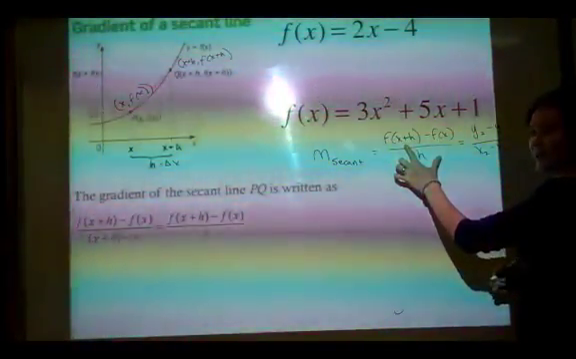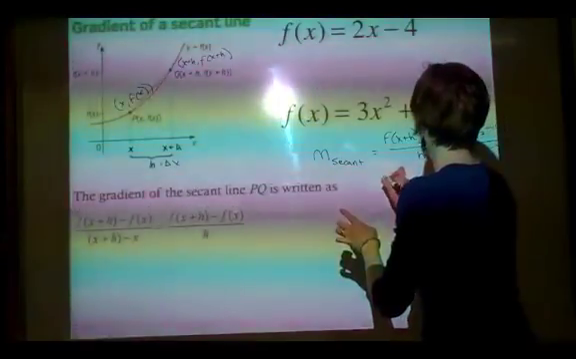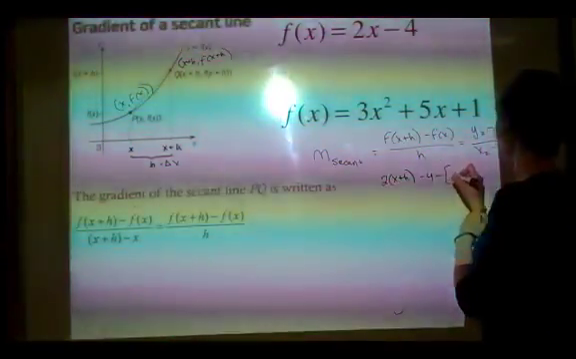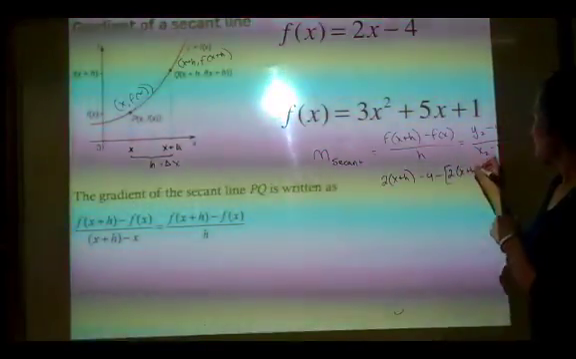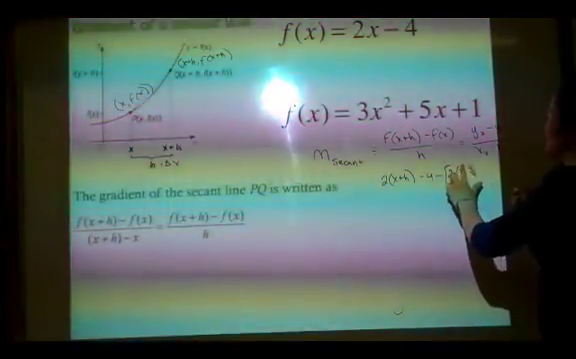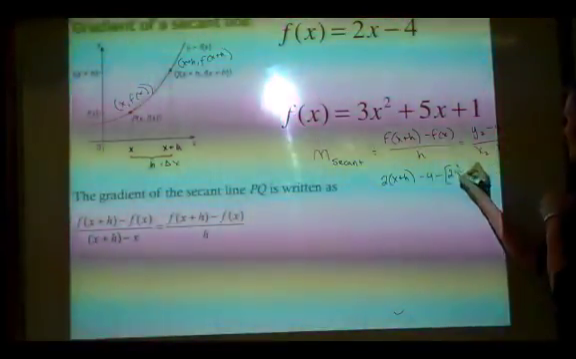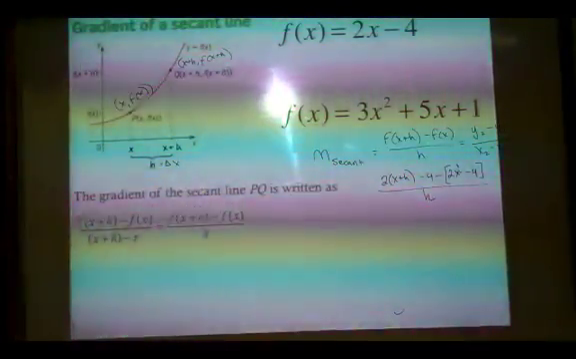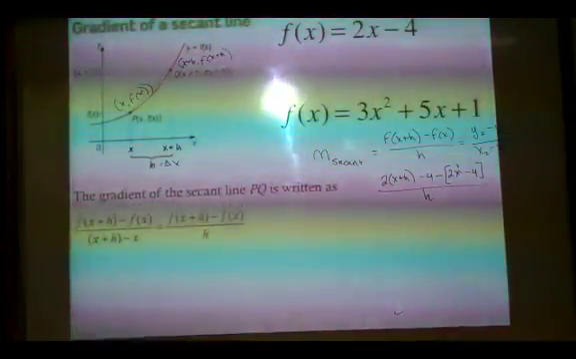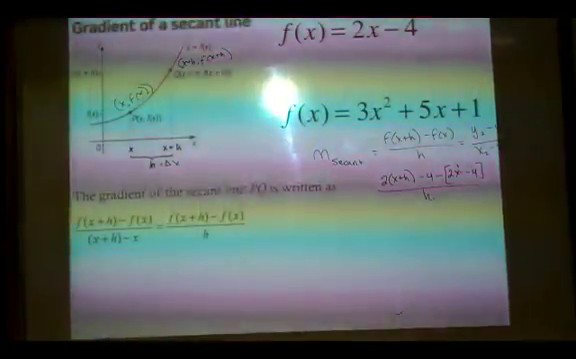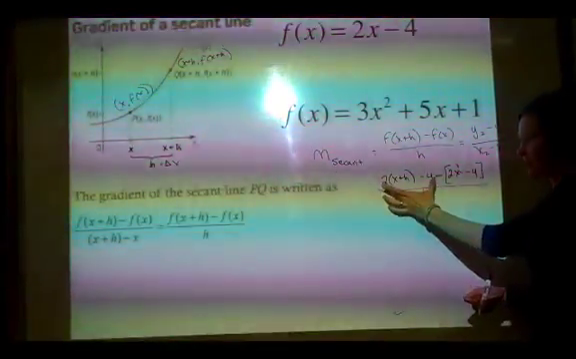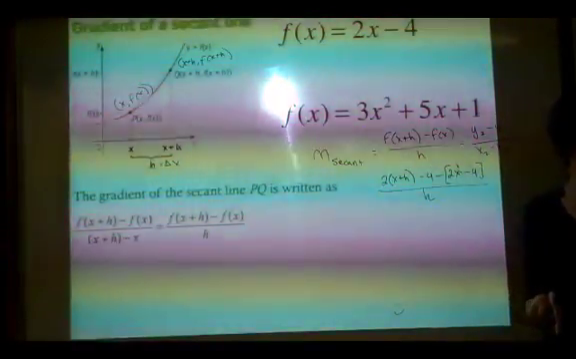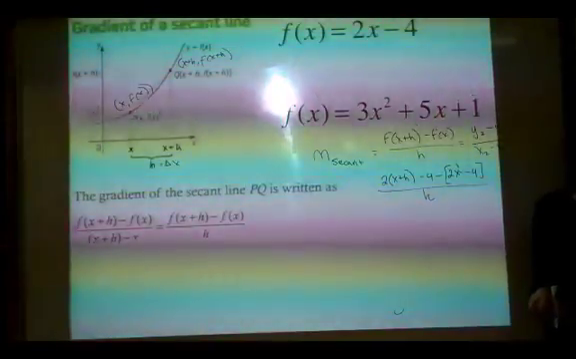So everywhere I see x, it is replaced with x plus h. So I have 2 times x plus h minus 4, minus 2x, sorry, minus 2 of x, minus 4, over h. Okay, does that make sense? This is f of x plus h minus f of x over h. Just finding the slope. No?